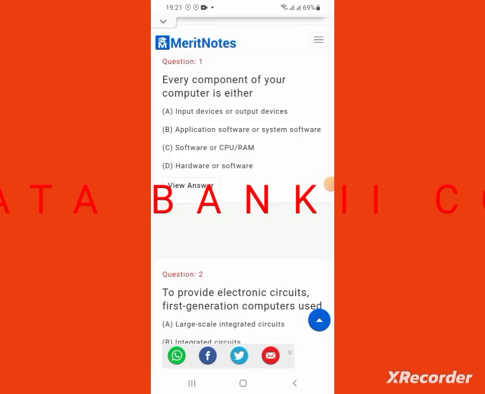Today we will be introducing the concept of the bank examination. The most frequently occurring questions in the examination at the bank.